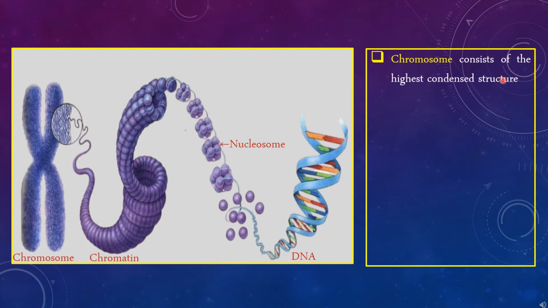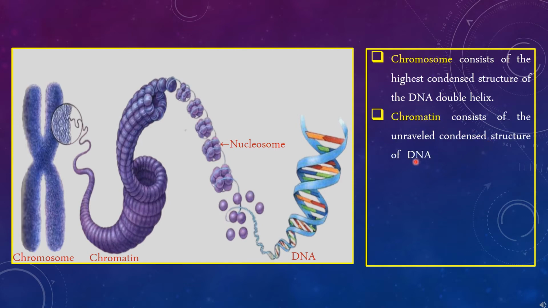A chromosome consists of the highest condensed structure of the DNA double helix. So from this figure you can say this chromosome consists of the highest condensed structure of the DNA double helix. This is one helix and another helix. That means a double stranded structure. DNA is a double stranded structure. And chromatin consists of the unraveled condensed structure of DNA for the purpose of packaging into the nucleus.